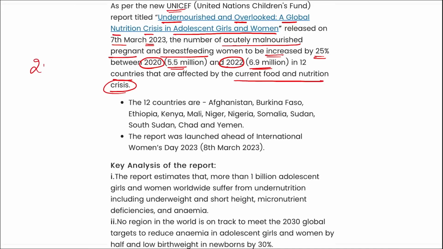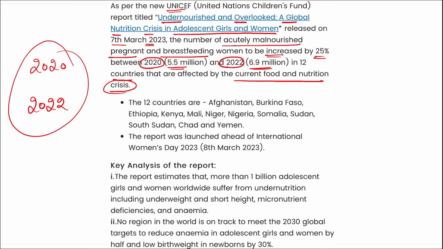And if you see, this data is from 2020 to 2022. That means it is the data from the COVID-19 period when we saw the lockdown, due to which our supply chain was broken down. We saw that there was a huge gap between the demand and the resources or production. The countries include Afghanistan, Ethiopia, Mali, Nigeria, Somalia, Sudan, Chad and Yemen, which are facing a huge number of malnourished pregnant and breastfeeding women, a 25% increase. It is one of the things that we should be concerned about. And this report was released on 8th of March, that is International Women's Day.